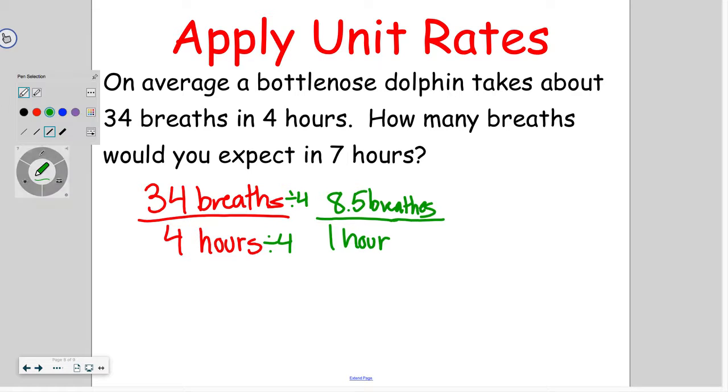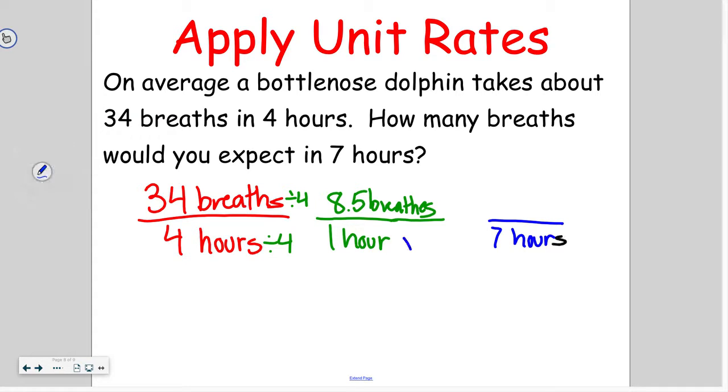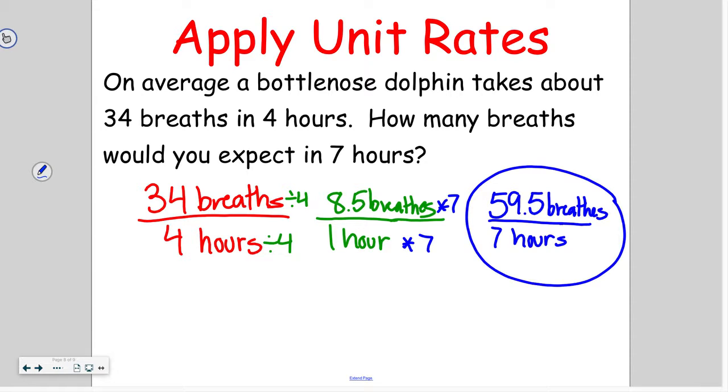My last step, I want to figure out how much we have in 7 hours. So I need 7 hours to be my final amount of time. Going to have to multiply both of those by 7 to get our final answer, which is going to be 59.5 breaths in the 7-hour time frame. So, again, start with the rate, turn it to the unit rate, then use it to find your final answer.